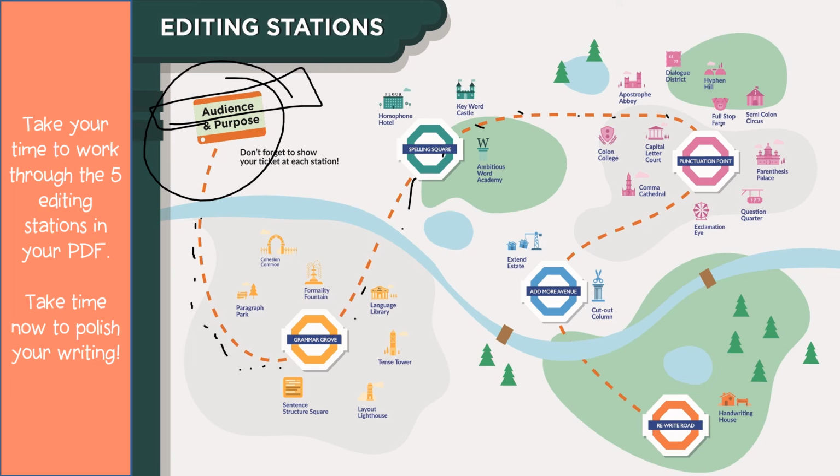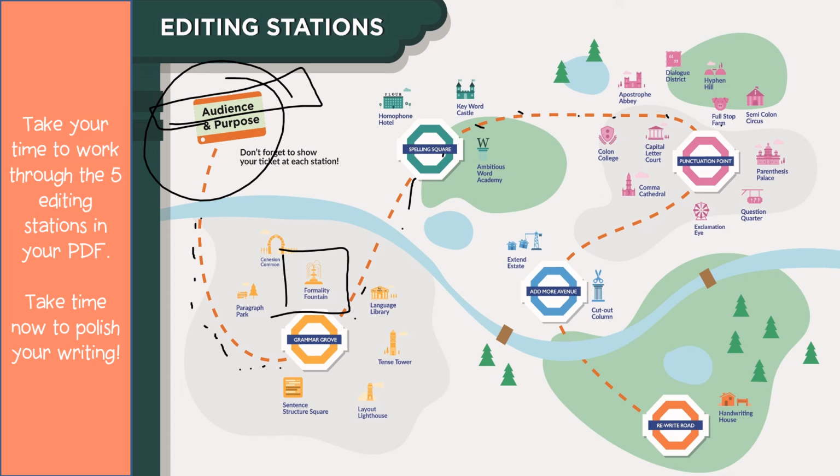So, for example, we've got to Grammar Grove, and now I'm going to look at my formality fountain. I've gone to formality fountain, I found the question slide in the PDF, and now I'm going to start thinking about the questions. So for example, on formality fountain, it's going to be asking me to look for any contractions. So have I used any contractions in my work?